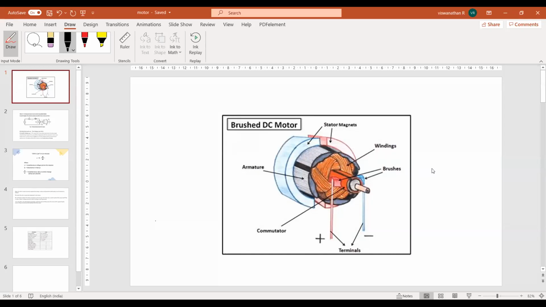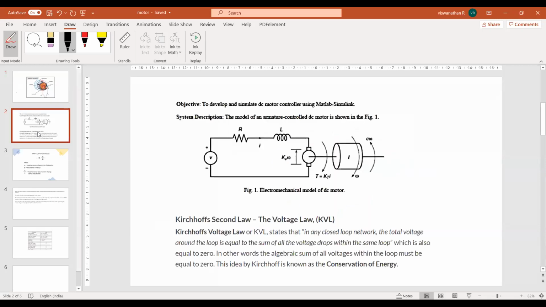Okay, so why do we need to model this? Because if we have to do a simulation of the performance of this motor, a feedback control for this motor, then we need to have a mathematical model. So we need to also understand how to develop these mathematical models.